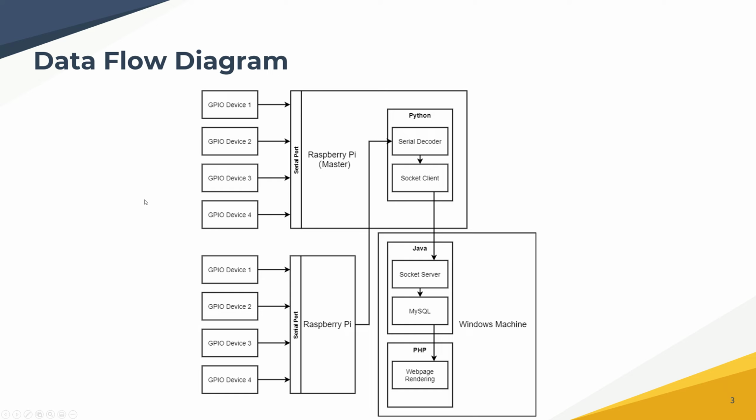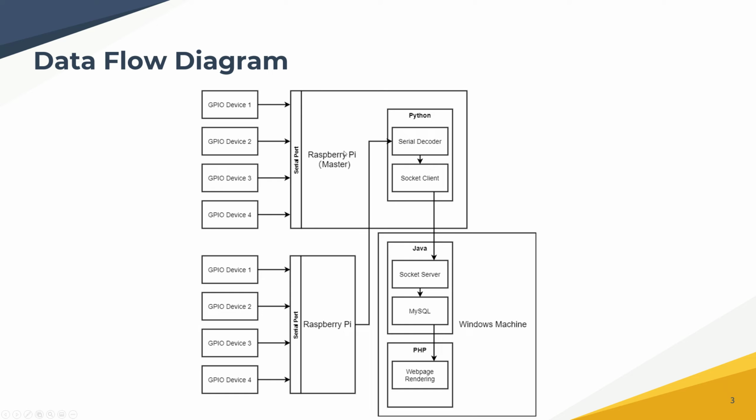So here is the data flow diagram. Basically we have a Raspberry Pi acting as the master. We have several sensors. We have the temperature and humidity sensor. We have the motion sensor. All of these sensors are connected to the GPIO slots.